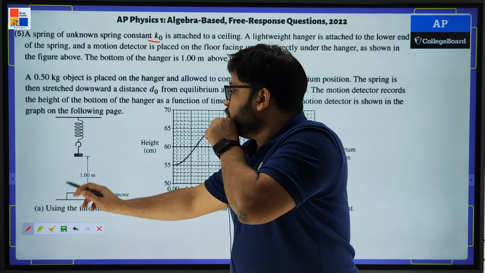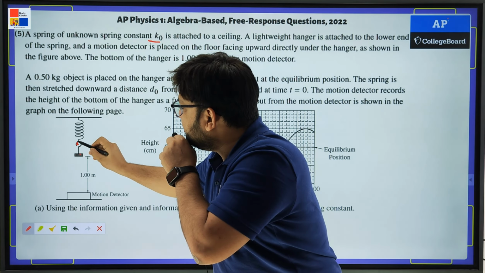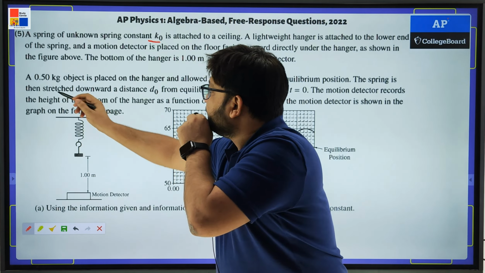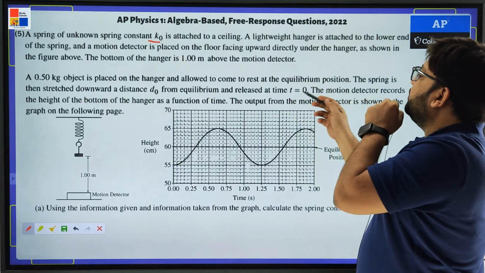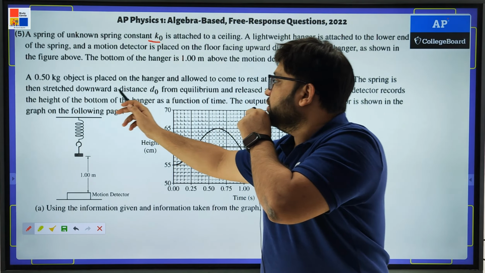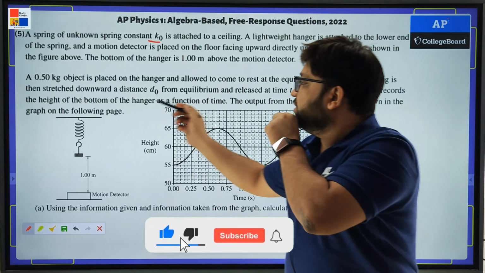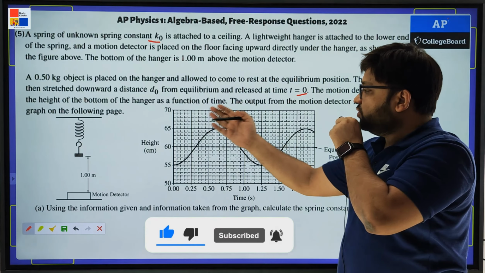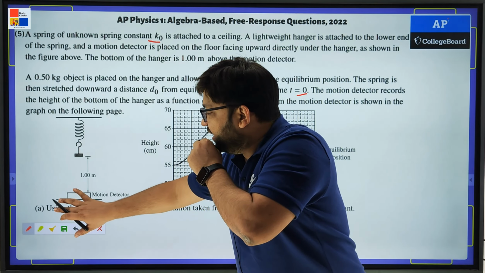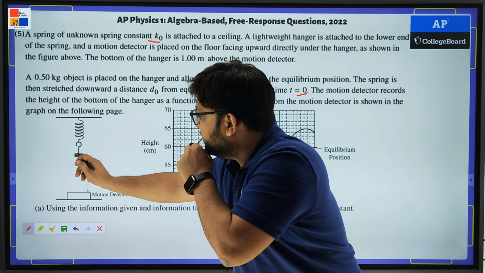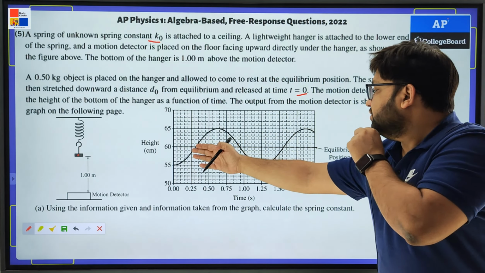So a 0.5 kg object is placed on the hanger. Okay, so this is like a hanger here, the hanger. And a 0.5 kg object is placed on the hanger, is allowed to come to rest, and the spring is then stretched downward a distance d naught from the equilibrium and released at time t equal to 0. The motion detector records the height of the bottom of the hanger as a function of time, as shown by the graph here. So the detector is measuring the height of this object from the detector and then plotting that height with time.